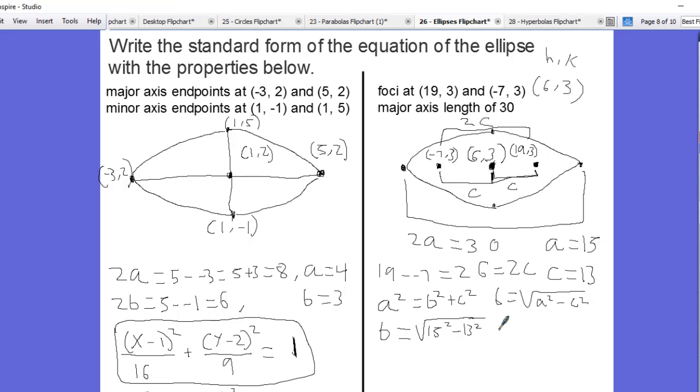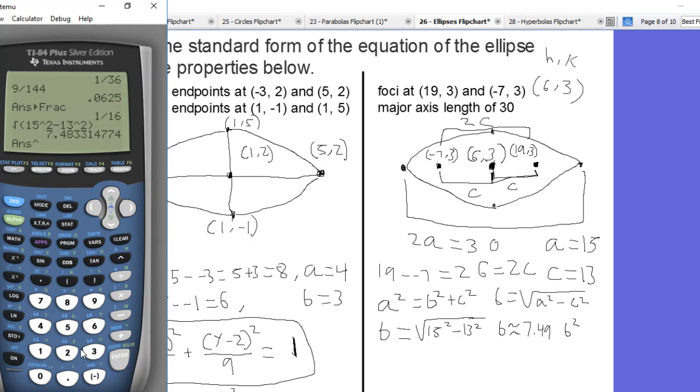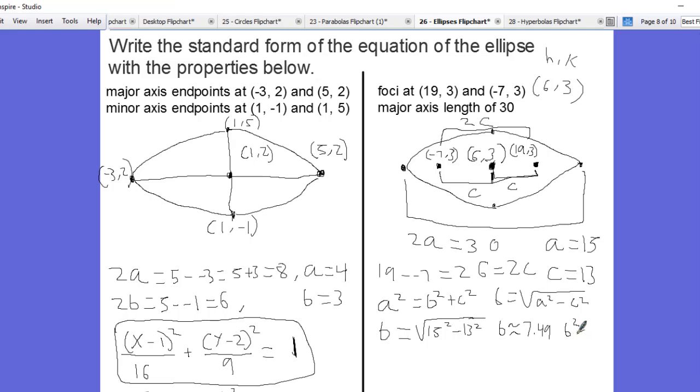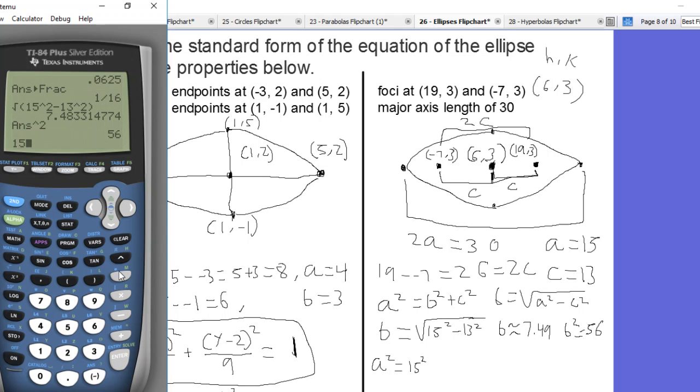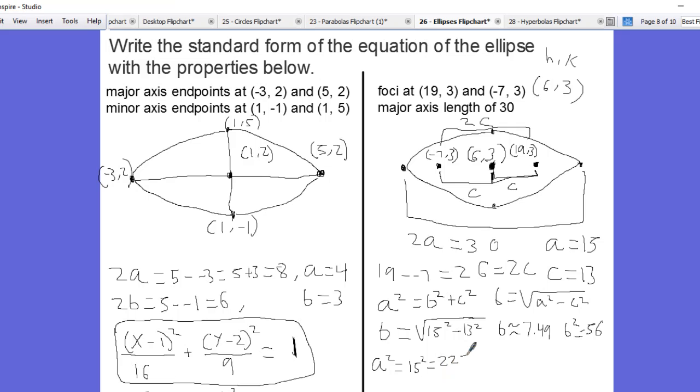So b is approximately equal to 7.48. But b squared, which is what's important, is equal to about 56. So b squared is 56, and a squared, if a is 15, is 15 squared, which is 225.